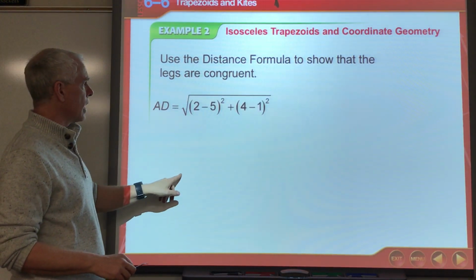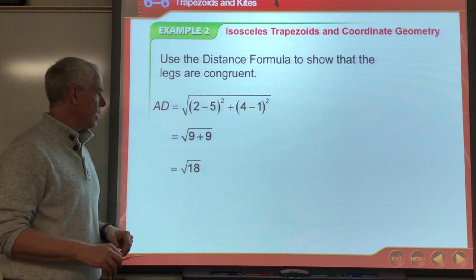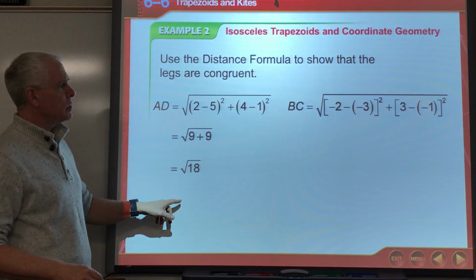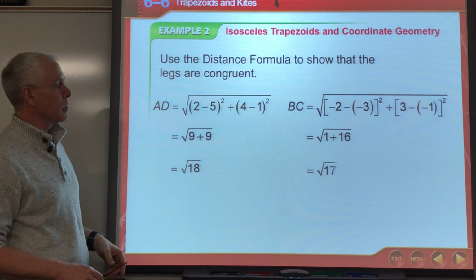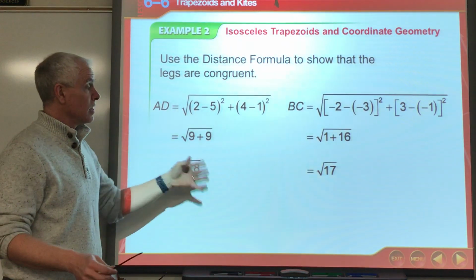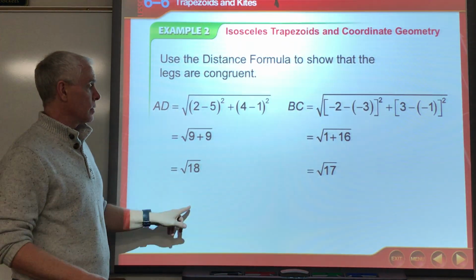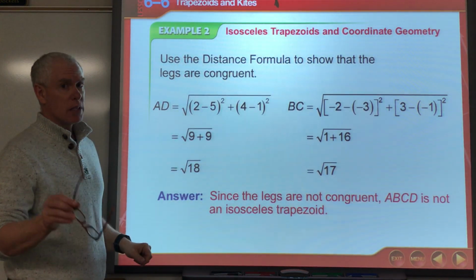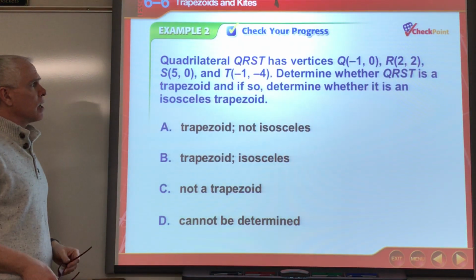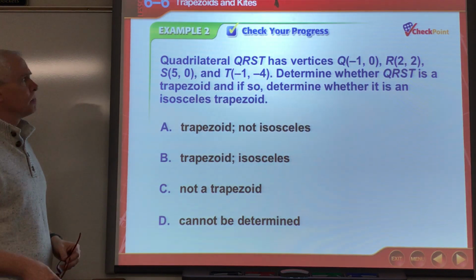So AD is one diagonal. We get the square root of 18. You don't need to simplify it. We're just trying to determine if they're the same or not. BC is your other diagonal. Using the distance formula, get the square root of 17. They're very close, you guys, but they're not the same. This is not an isosceles trapezoid. I can call it a trapezoid, but it's not isosceles. Okay? All right, so pause the video, give this a shot yourself, and then we'll look at it together.